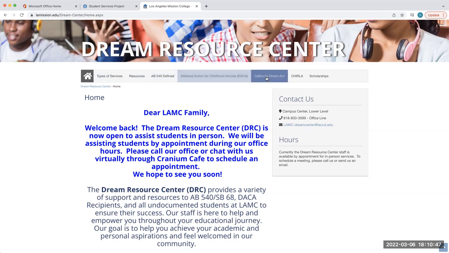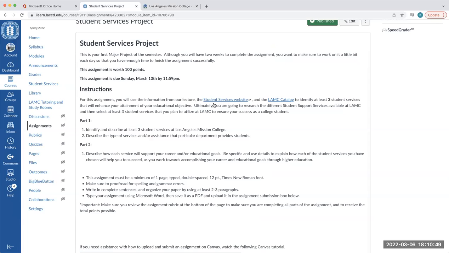And like I said, you can look through all these different tabs. So you want to use that website as well as what you did from the reading and the lecture from last week to figure out which 3 student services you want to write about in your project and that are going to help you specifically.